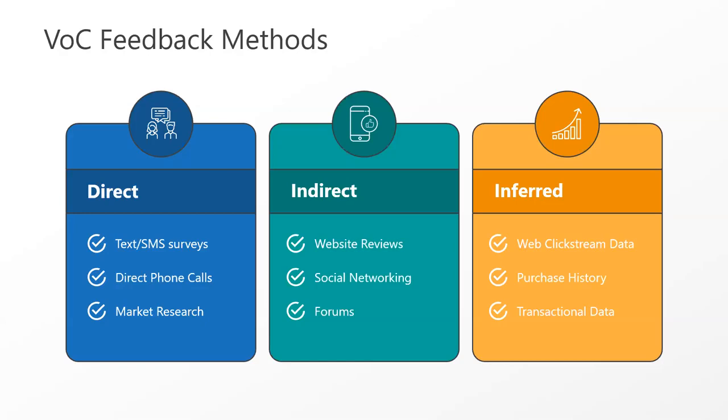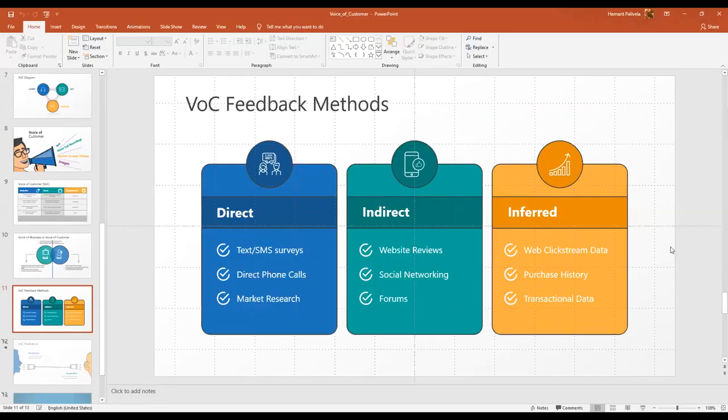Next is transactional data. How many of them are actually buying your product? How many of them are actually giving surveys? How many of them are actually giving negative feedback, right? All of those come from an inferred way. Now, this is entirely with respect to the VOC that I was explaining about.